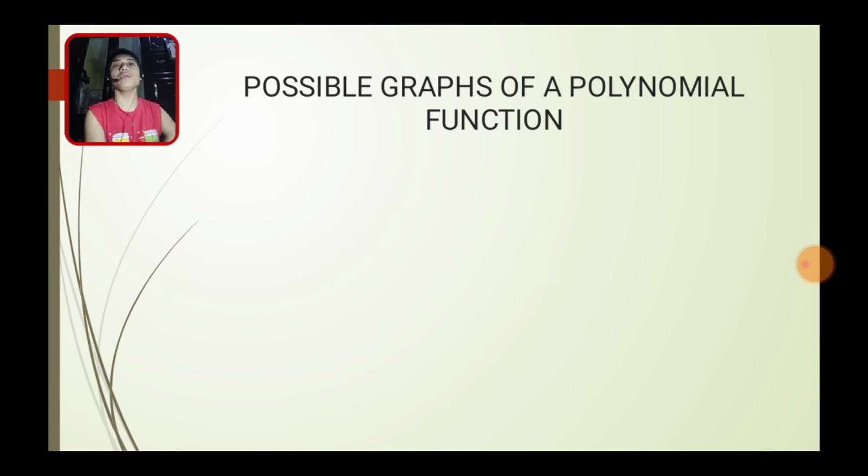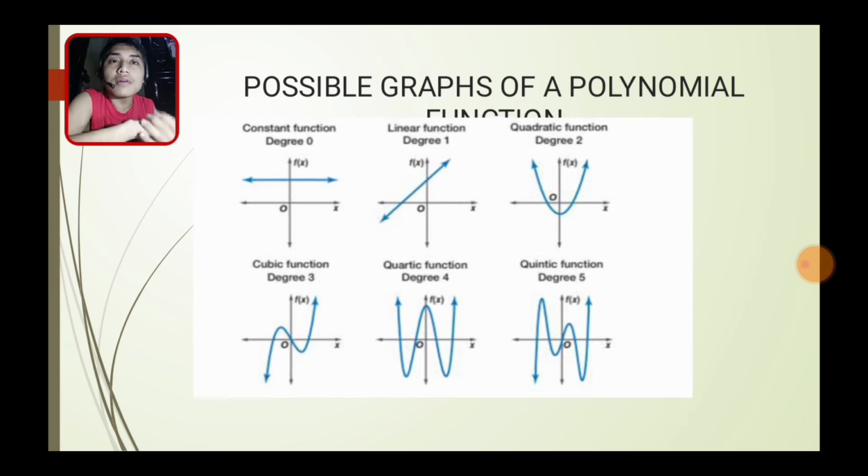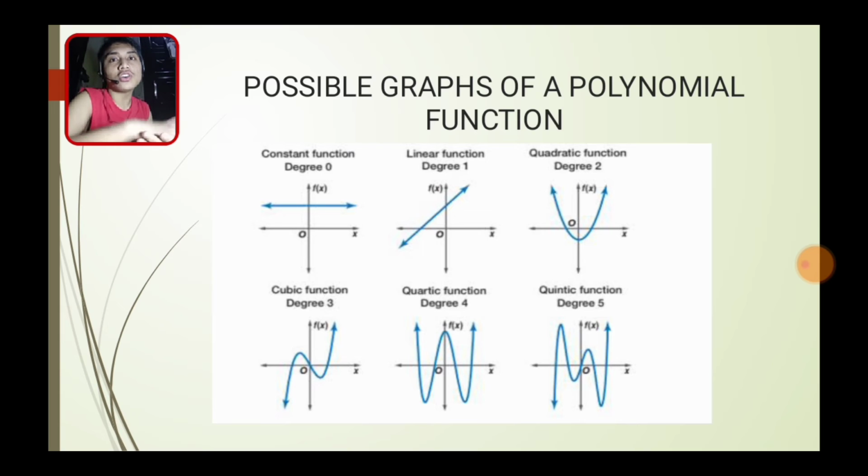We have some possible graphs of a polynomial function. First, the constant function, which is just a horizontal line. Even in measuring angles, for example, there is always 0, aside from 180. Next, the linear function. We can say the degree is 1 because there is 1 direction. Next, the quadratic function, the graph with the second degree.